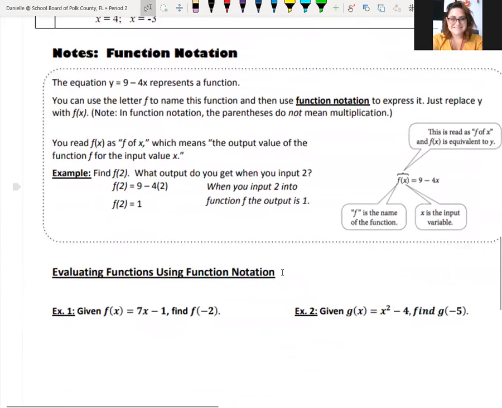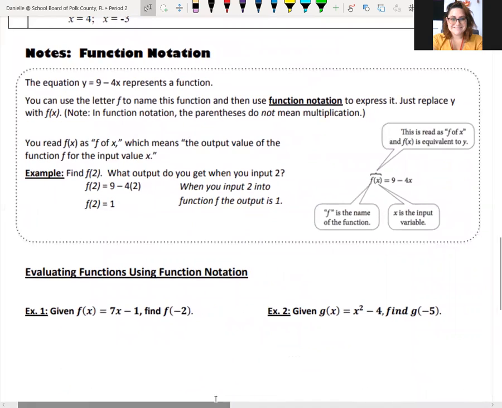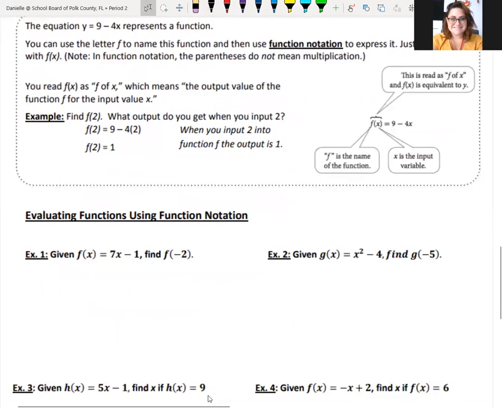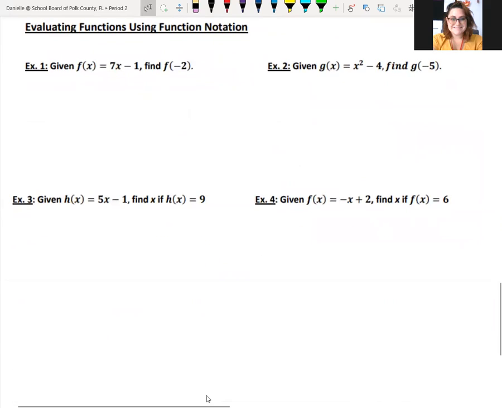Function notation. Again, we just kind of talked about it. F is the name of the function. X is the variable. And this means the variable of the function. So let's go ahead and do some examples.